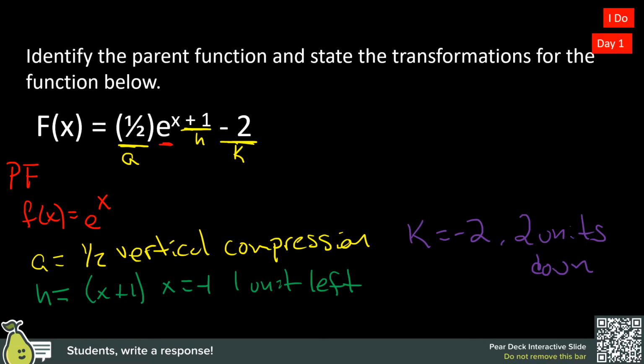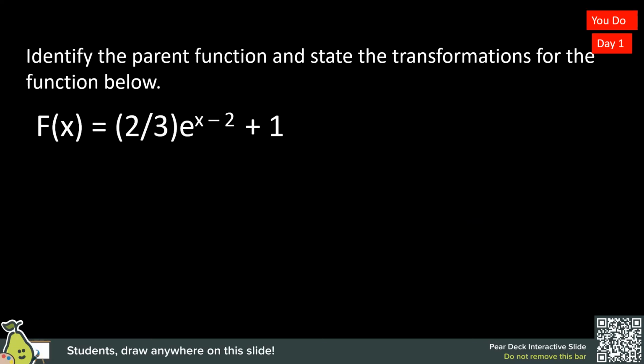Okay. If you have any questions, please send me a message on Teams, and let's move on to your problem. So you all have the exact same type of question here. I want you to identify the parent function and then state the transformations. As a little hint here, you should have 1, 2, 3 transformations that are happening with this. Okay, go ahead and solve this problem, and then when you're done, move on.